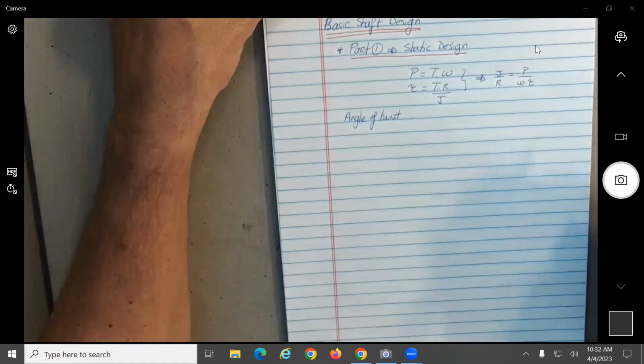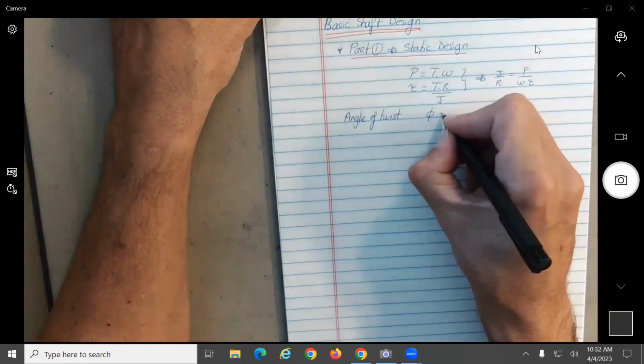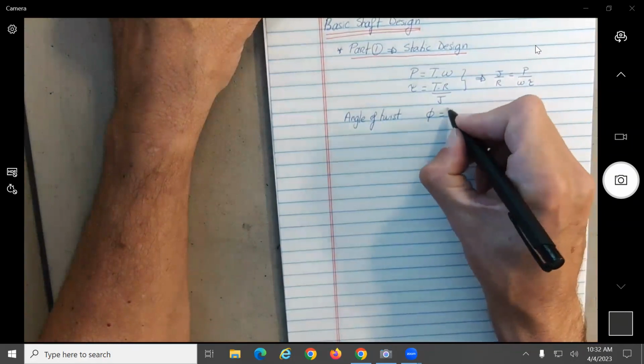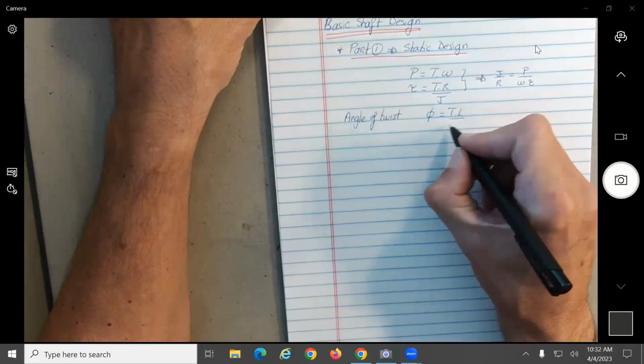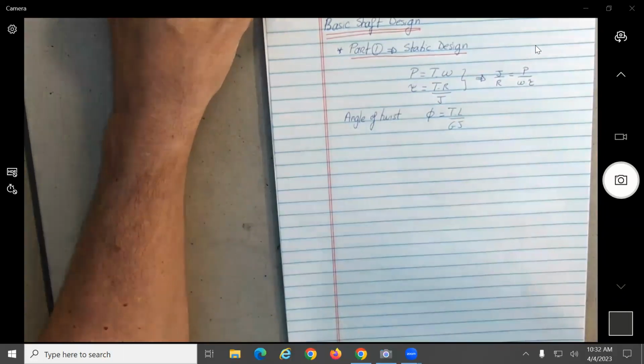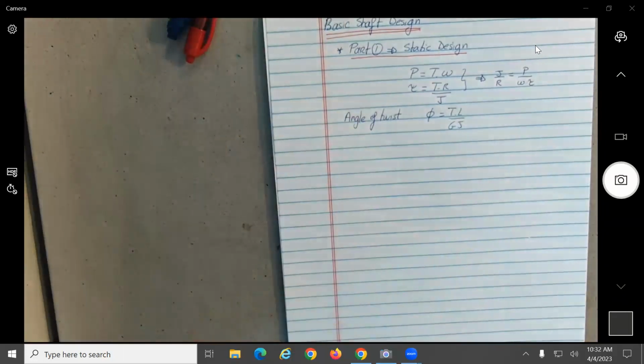Angle of twist. Why? Because if you have too much twist in the shaft, and you have gears connected, you might have slippage of the gears with each other. So you can have a design that will be safe for stresses.